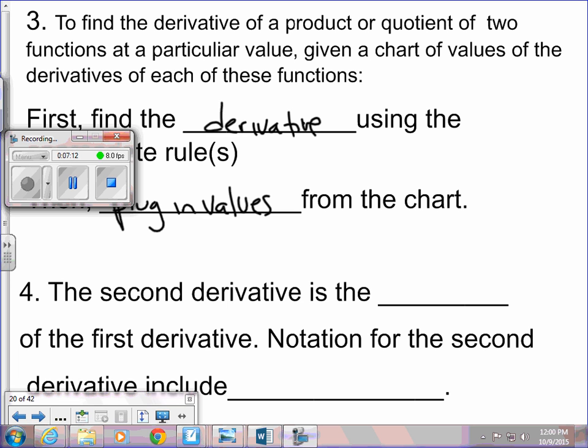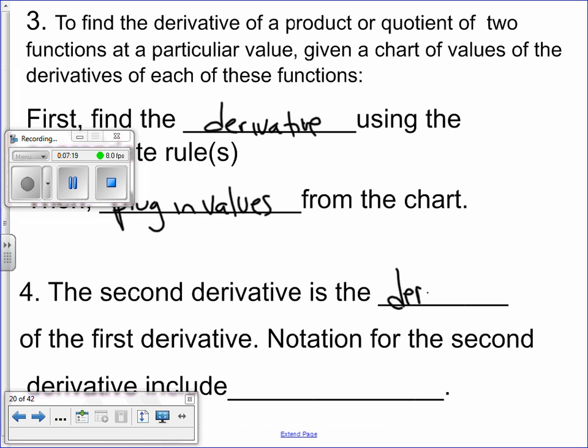The second derivative is the blank of the first derivative. Yeah, that's the answer for everything in here. The answer to every question.